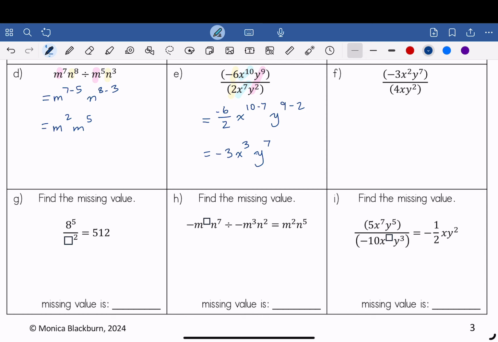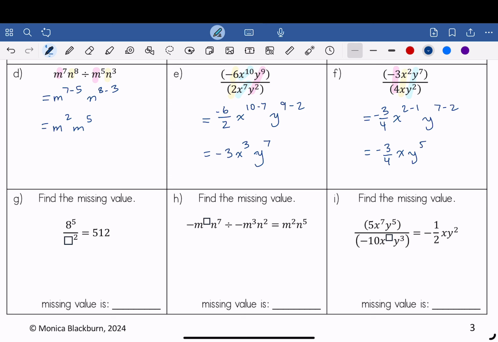Looking at example F, we have negative 3 and 4 as the coefficients, x's and then y's. So negative 3 divided by 4, x to the power of 2 minus 1, y to the power of 7 minus 2 is equal to negative 3 over 4, x and y to the power of 5.